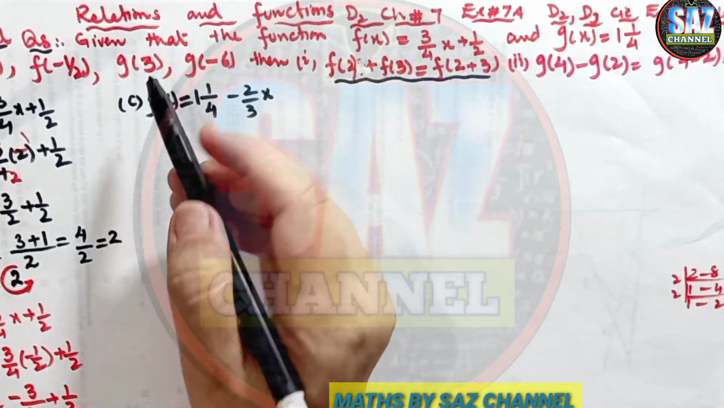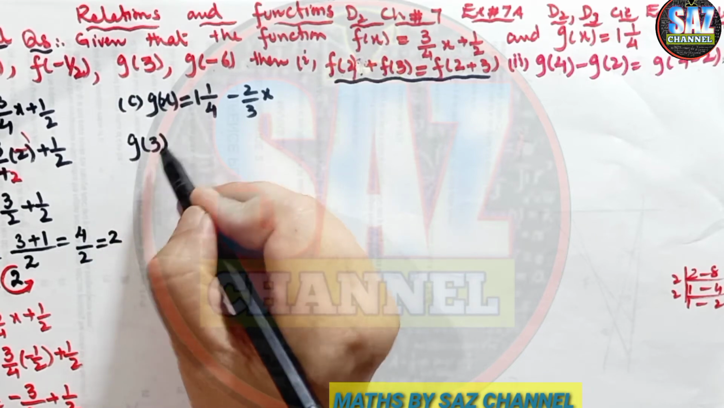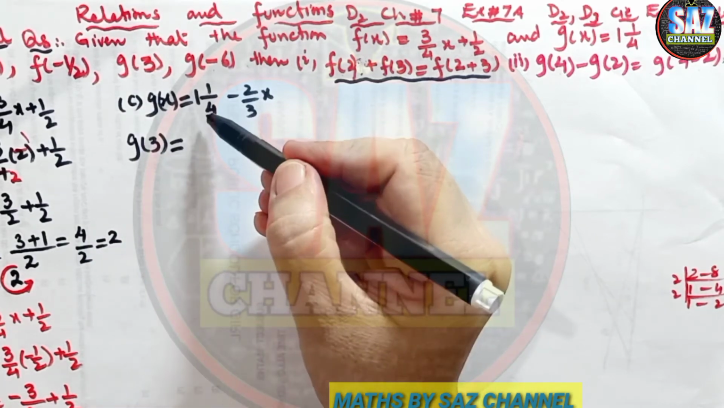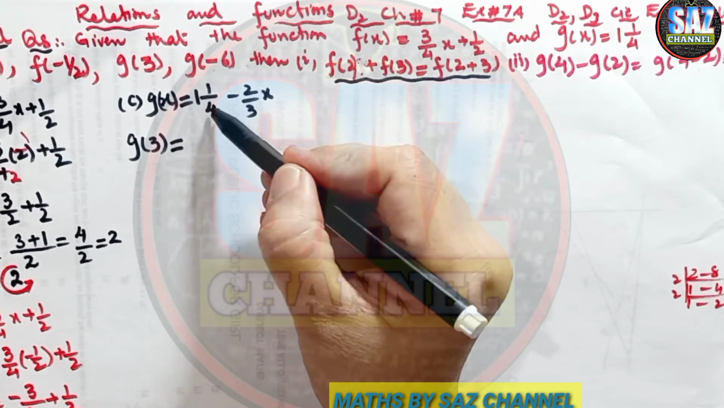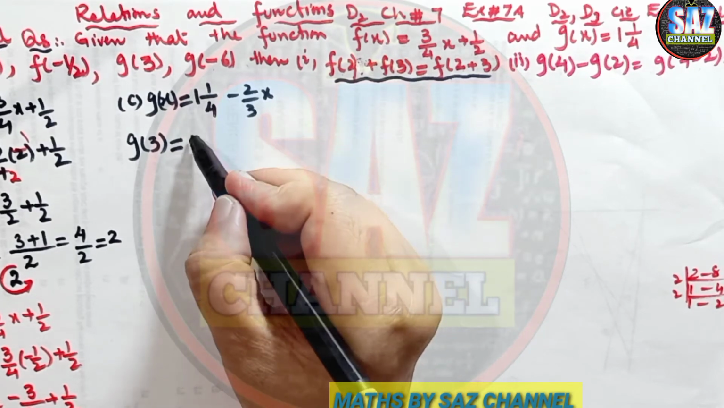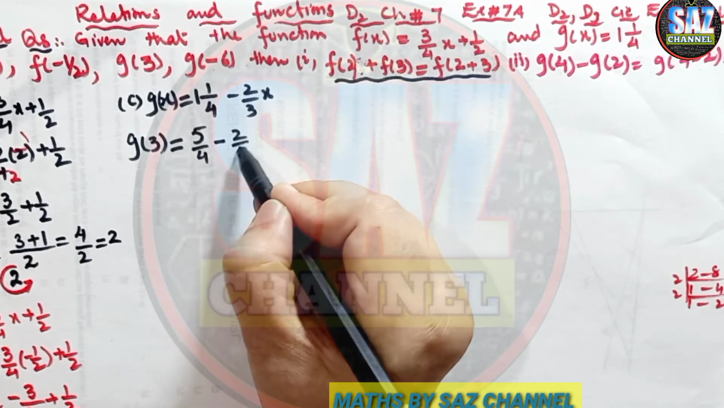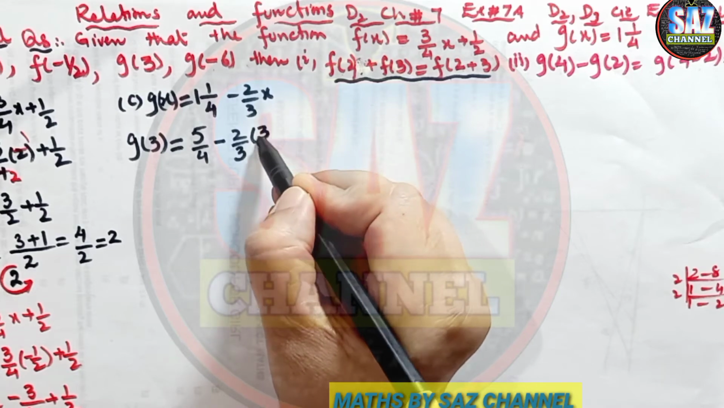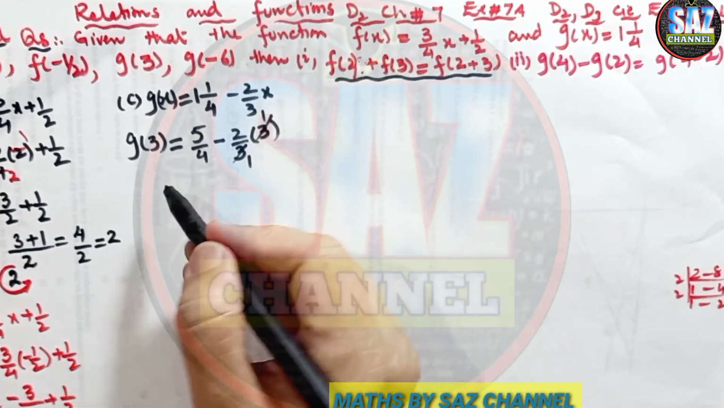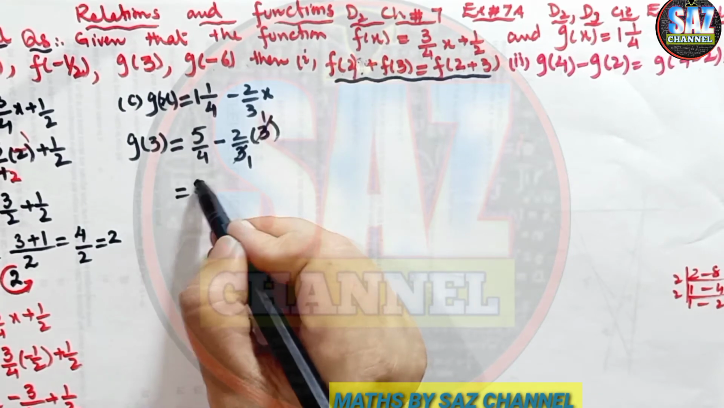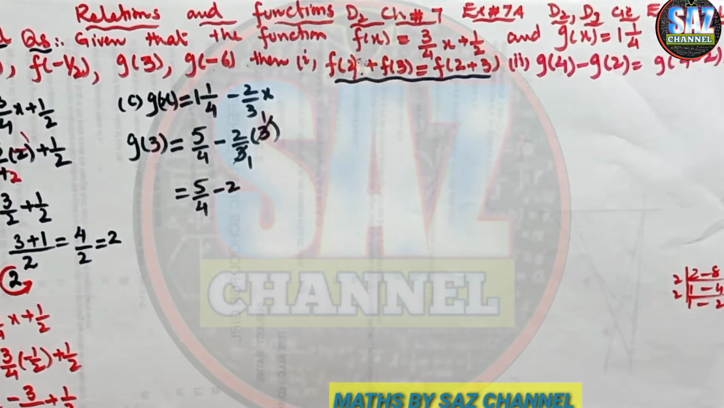Now replace x by 3 in the given function. g of 3 equals... for the solution purpose, turn this mixed number into improper fraction, and it will take the form 4 ones are 4 and 1, 5 by 4, minus 2 by 3, replace x by 3. This 3 ones are 3, and this 3 will be cancelled and I will be left with 5 by 4 minus 2.